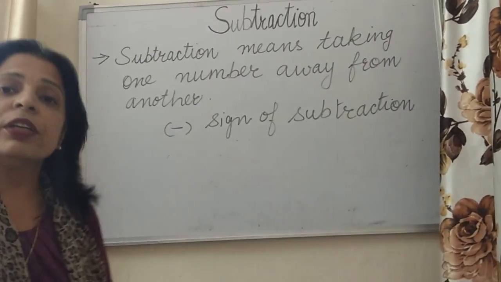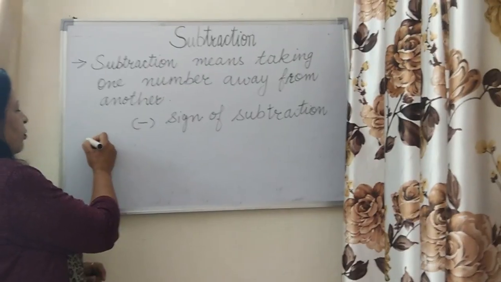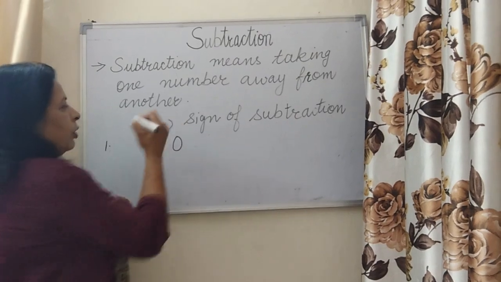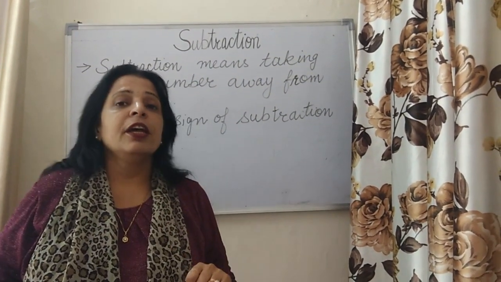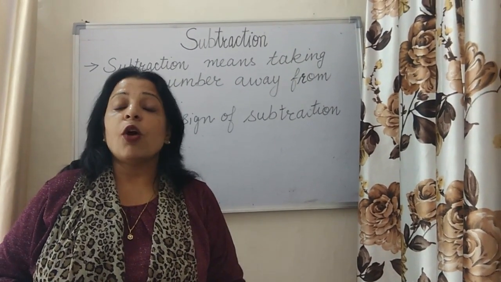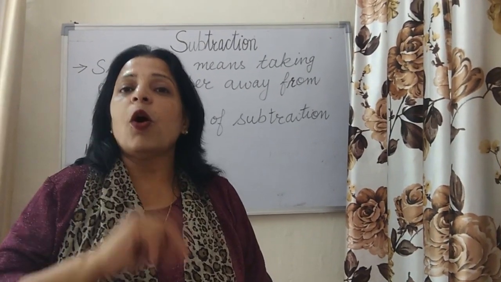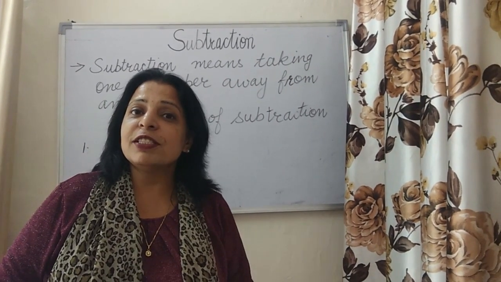Now let's try to understand subtraction with the help of an example. First of all, we'll write T and O. O means ones and T means tens. Suppose there is a boy named Sarang. Sarang has 5 balls. How many balls? 5 balls. And he has given 2 balls to his friend. So how many balls are left with Sarang?